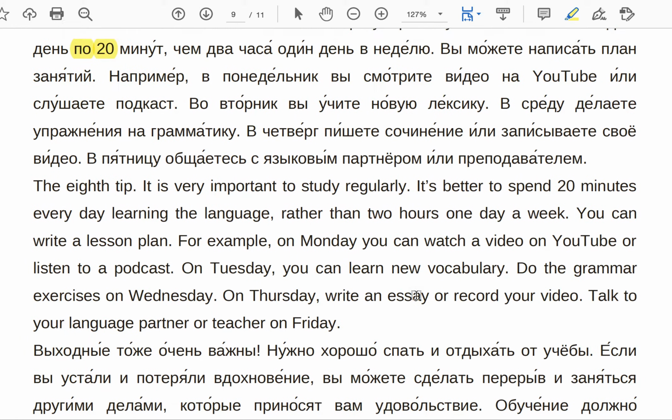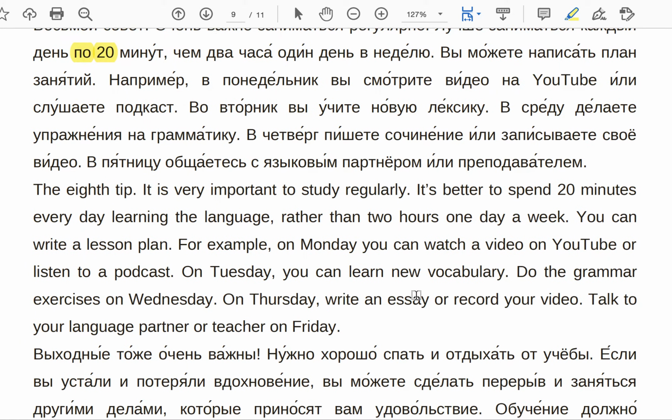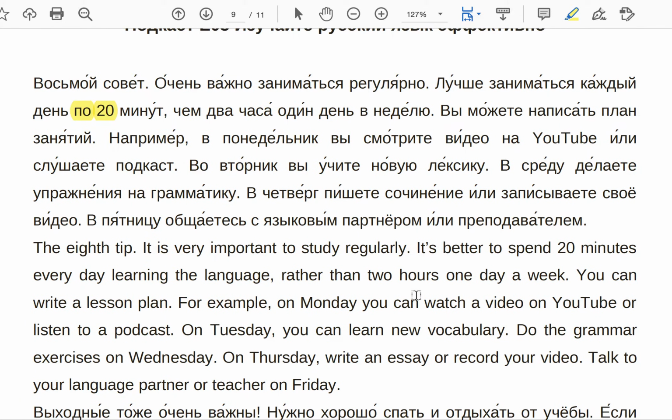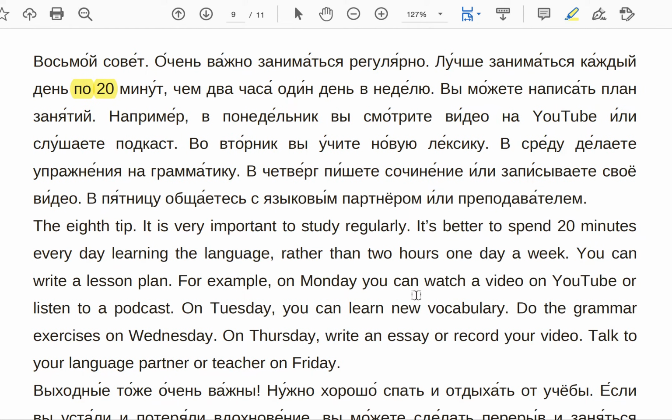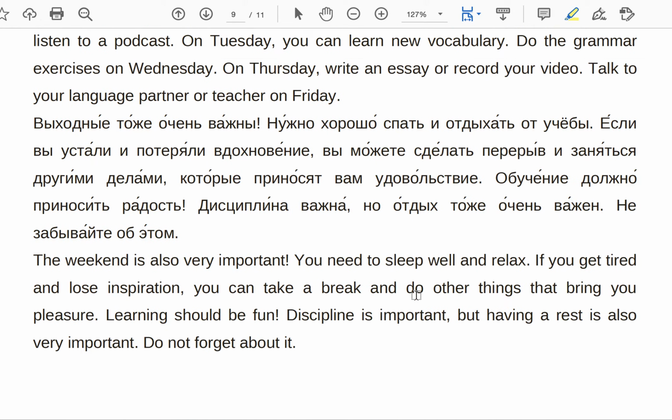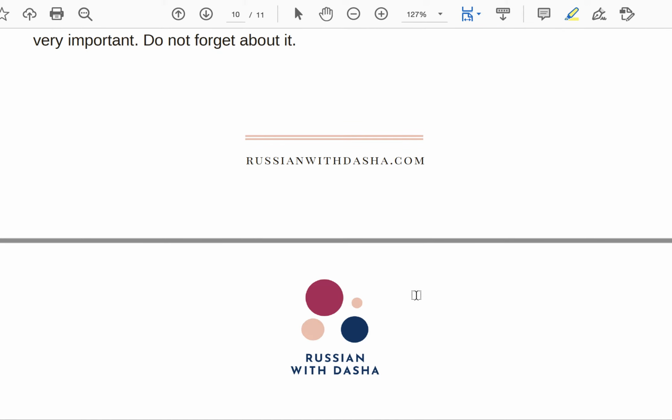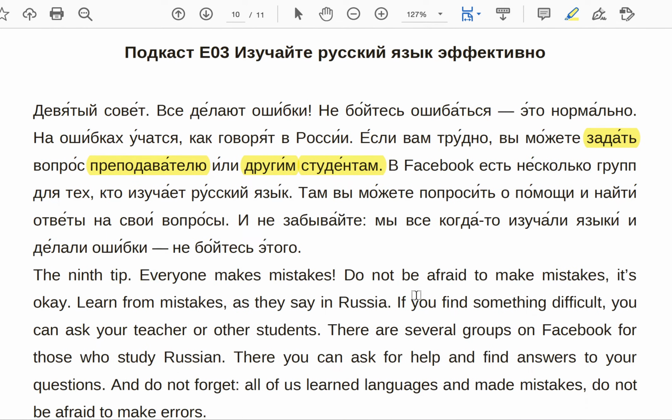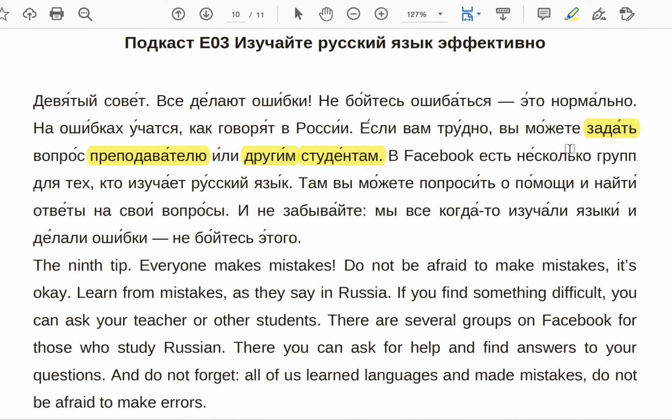So, по is there, and it can occasionally be used with time constructions, but I'm not going to pretend to explain that particular usage. Okay, so задать вопрос. So you're going to put a question or give a question to someone.